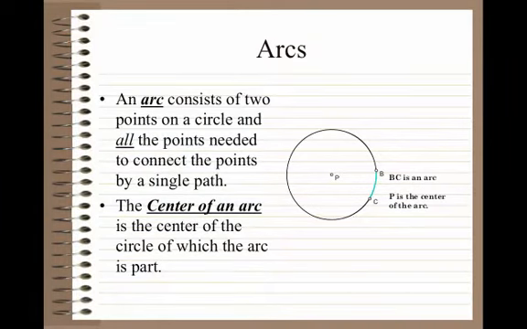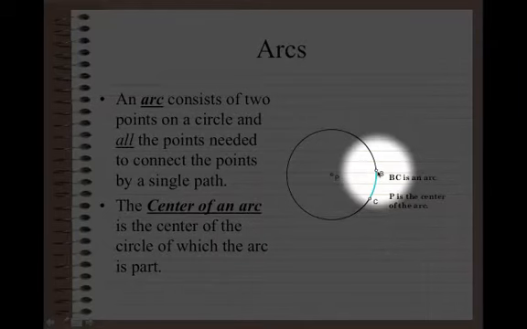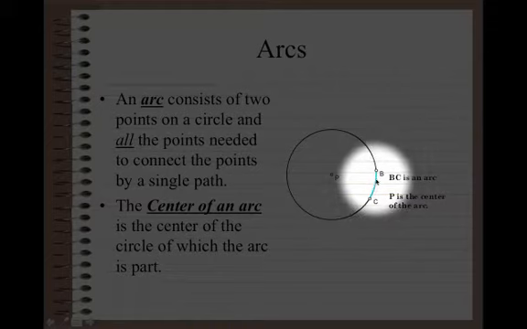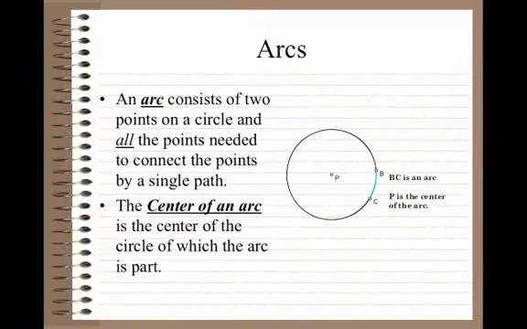Okay, the arcs of a circle. As I've said, arcs consist of 2 points on a circle and all the points needed to connect them by a single path. So B and C are two endpoints of the arc, and all the points between B and C make up arc BC. Now, P is the center of the circle. It's also the center of the arc, so it serves a dual role.